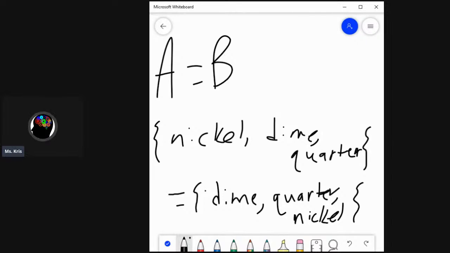So what it's saying is no matter what order this is in, they are equal sets because they have the exact same elements. So nickel, dime, quarter, nickel, no matter which way you spin it, if set A has the exact same elements or same things as set B, it is called an equal set. And you can say it's an equal set by simply saying A equals B.